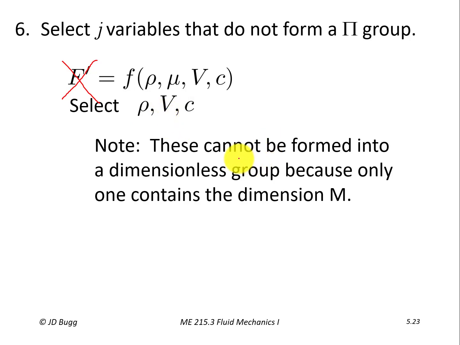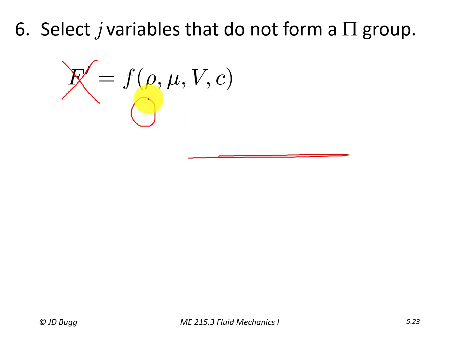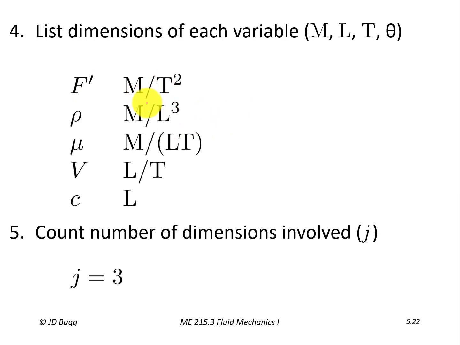And again, a very important feature here is that these three things cannot be formed into a dimensionless group. The way that we can see that is, of these three quantities, density is the only one that contains mass. So if we go back to our table here, density is the only one that contains mass. Velocity and chord length don't have a mass in them. So there's no way you can arrange rho, v, and c by themselves so that it has no dimensions, because there's nothing to cancel out this dimension of mass in the density.